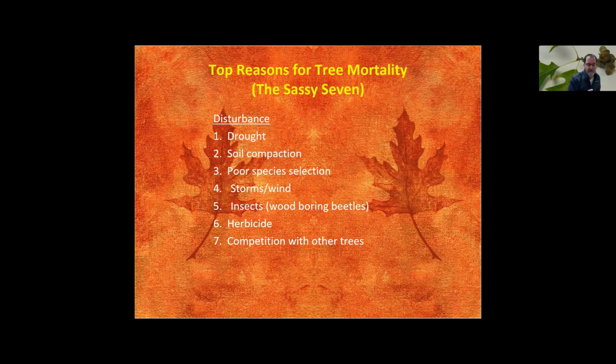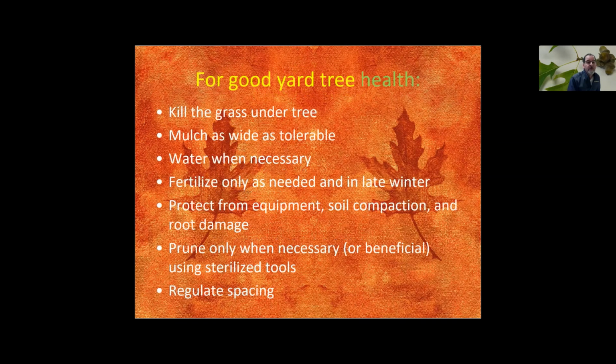And remember, trees have to allocate that sugar away from flower and fruit production toward respiration. And that's why they're no longer flowering. Of course, that can eventually lead to mortality, too much shade for some species of trees. So for good yard tree health, I like to say, kill the grass under the tree, start a trend in your neighborhood and do that and mulch as wide as you can, not deep, but wide.